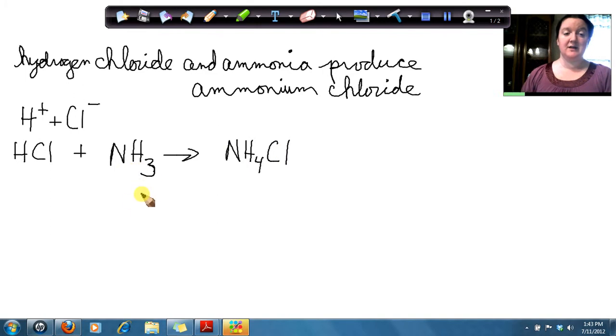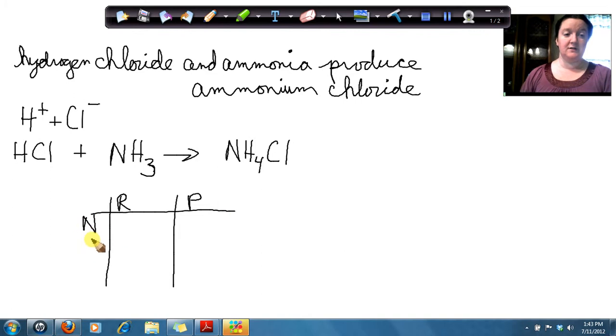So now let's look at counting our reactants and products and making sure that we have our equation balanced. So we're going to start out with our nitrogen, then look at our chlorine, and then look at the hydrogen. So if we look at nitrogen, we have 1 nitrogen on the reactant side, we have 1 nitrogen on the product side.